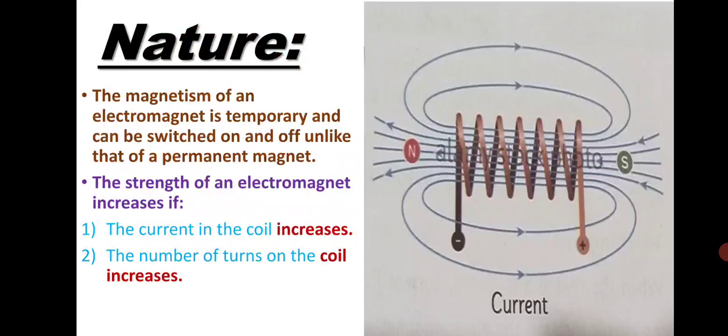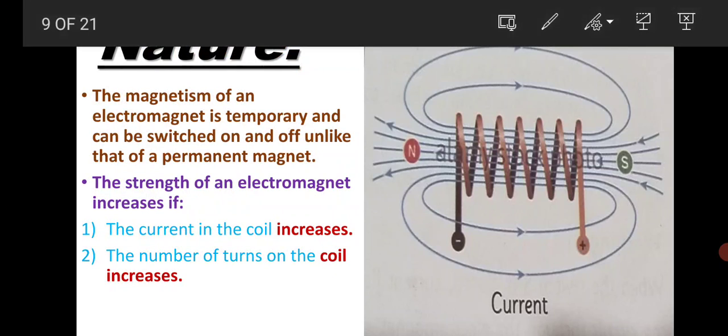Next, we discuss nature. The magnetism of an electromagnet is temporary. Temporary meaning for now, and it can be switched on and off, unlike that of a permanent magnet. What is the meaning of permanent? Permanent means everlasting. So the strength of an electromagnet increases if the current in the coil increases or the number of turns on the coil increases, and here in a picture you see that.